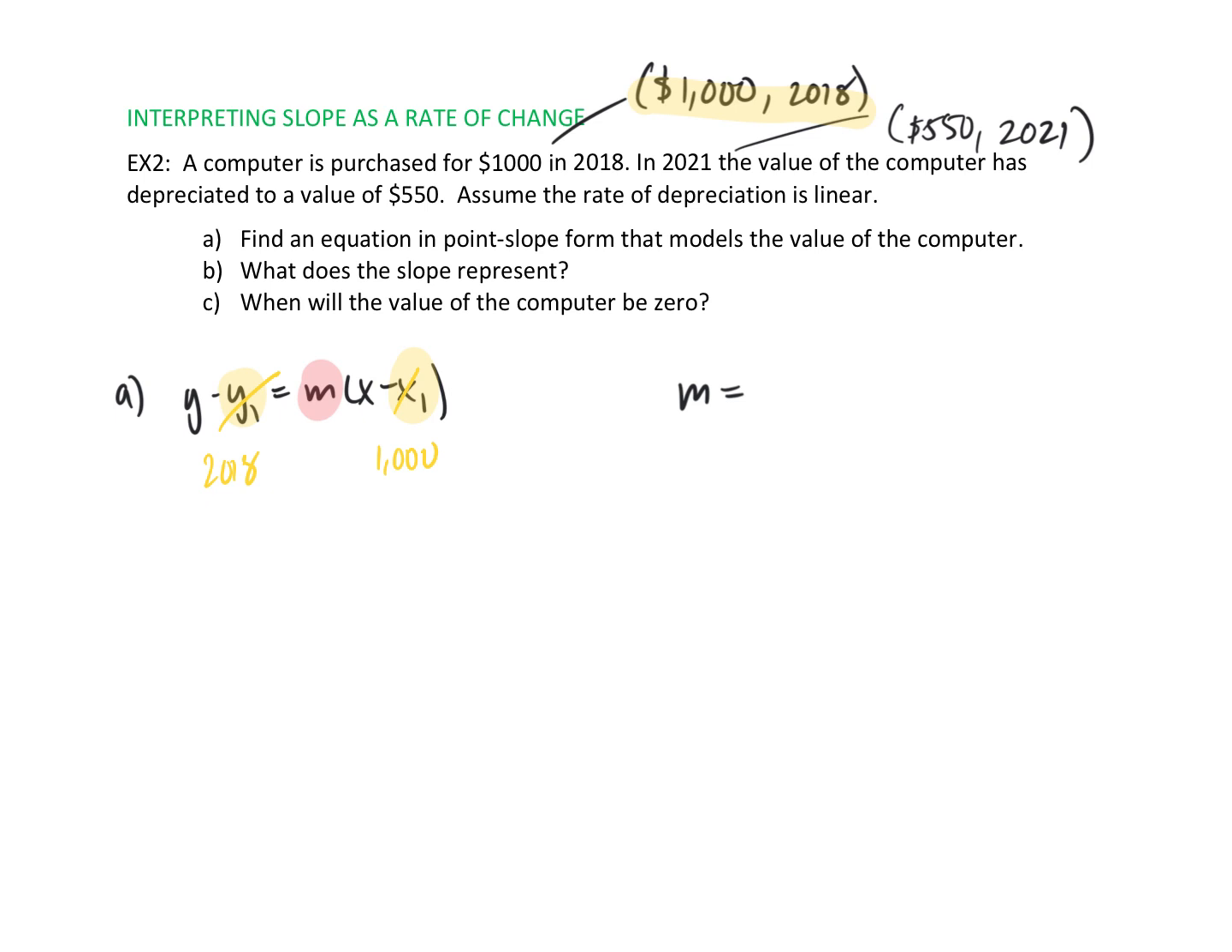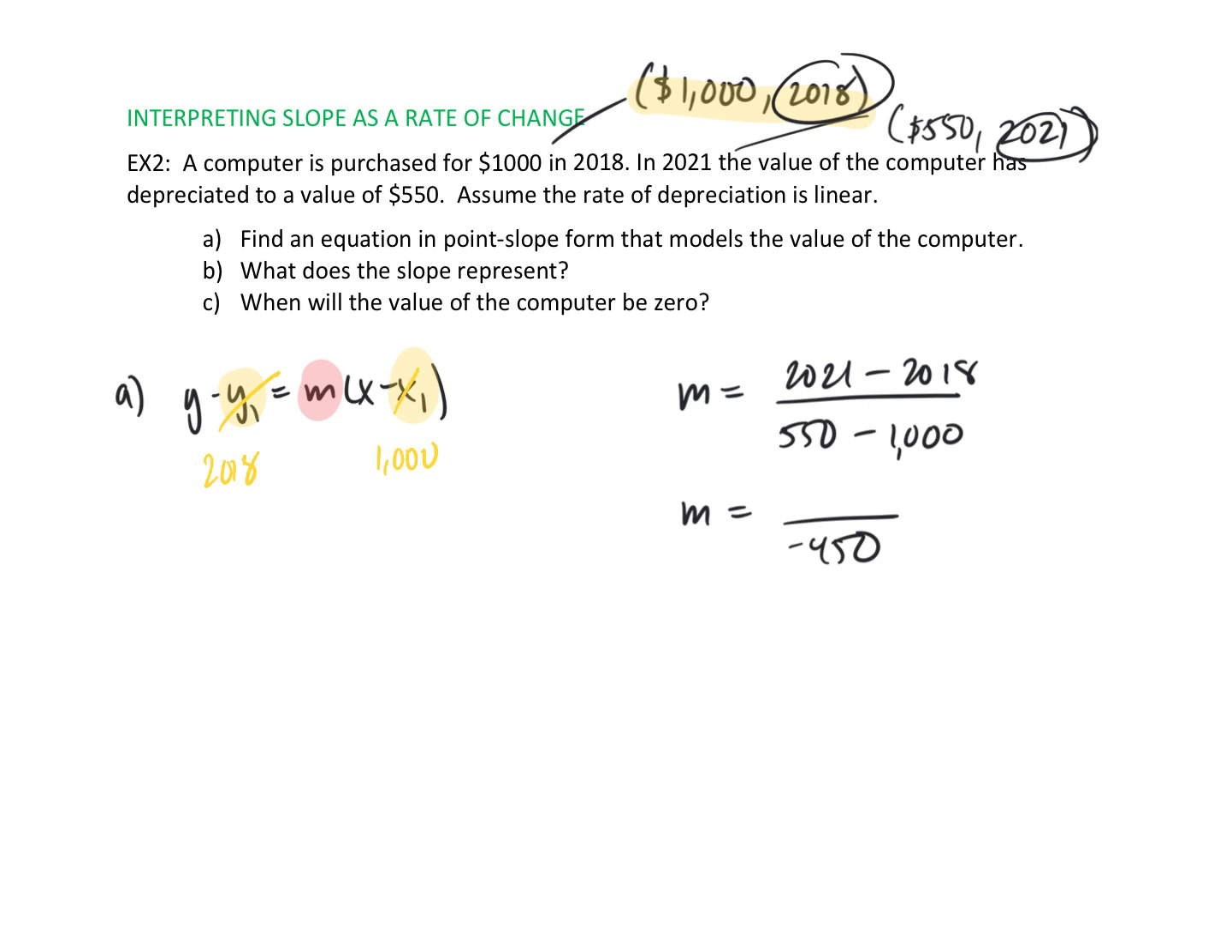So I'll do subtraction, this one and this, for my change in the y values: 2021 minus 2018, and then 550 minus 1000. And what will I get? We'll get negative 450 on the bottom. And then we're doing 2021 minus 2018. That should be 3. And then 3 divided by 450. Well, that's not going to be a nice number, so I'm going to go ahead and leave that.